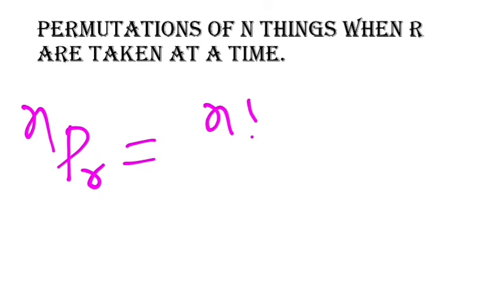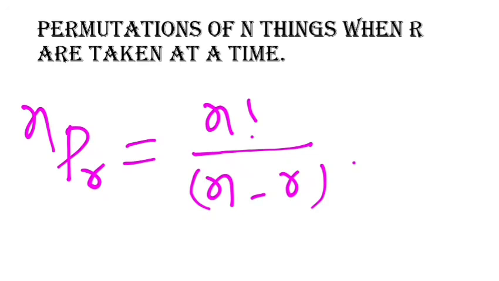Multiplying both the left and right hand sides, in the left hand side we get nPr equal to factorial n divided by factorial n minus r. This is one of the most important formulas of permutation, and it is used in solving questions related to permutation.